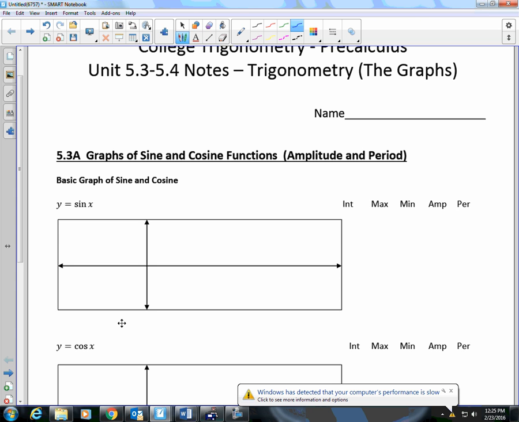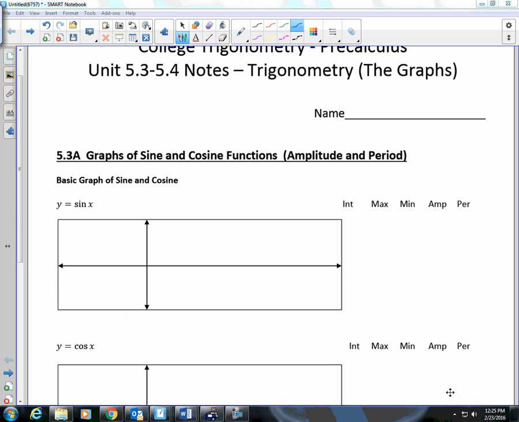So here's where we're at. We're going to graph sine and cosine functions. And what we have to do is literally just take the values off of the unit circle. So I'm going to take y equals sine of x and make a t-chart: x values, y values. I'm going to start with 0, pi over 6, pi over 4, pi over 3, and pi over 2.